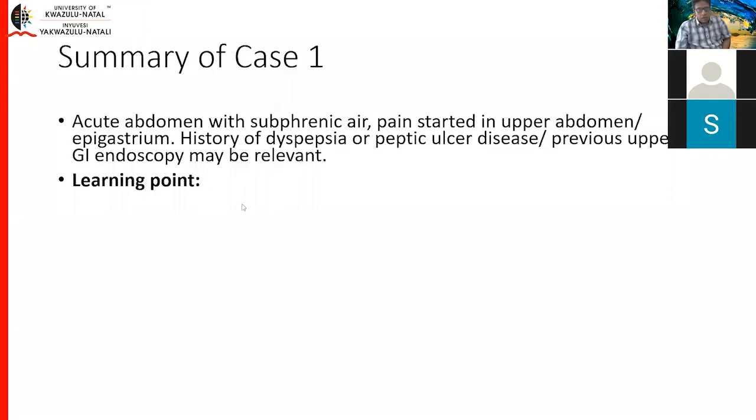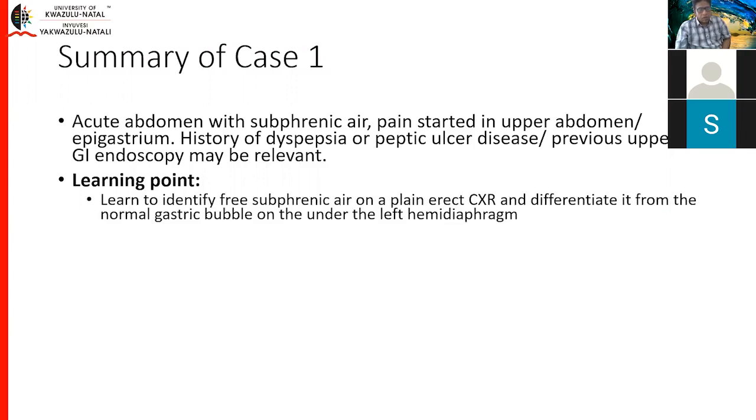But, and just in summary of this case, the patient had presented with an acute abdomen with subphrenic air. The pain had started in the upper abdomen and epigastrium. There was a history of dyspepsia or peptic ulcer disease, and the patient had had a previous upper endoscopy. The important things to appreciate on the X-ray together with the clinical picture, you must be able to identify free subphrenic air, which we have done on the plain erect chest X-ray, and differentiated from the normal gastric bubble on the left hemidiaphragm.